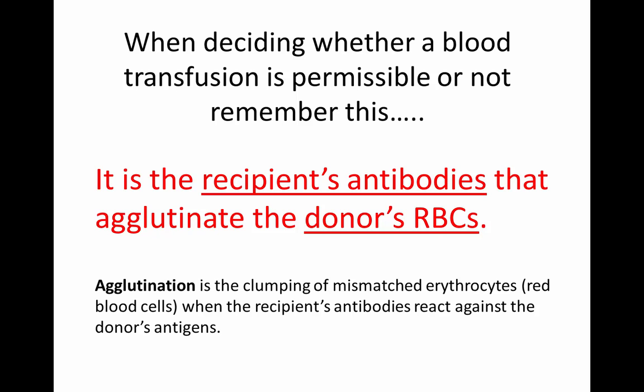When deciding whether a blood transfusion is permissible or not, remember this: it is the recipient's antibodies that agglutinate the donor's red blood cells. Remember, agglutination is the clumping of the mismatched red blood cells when the recipient's antibodies react against the donor's antigens.